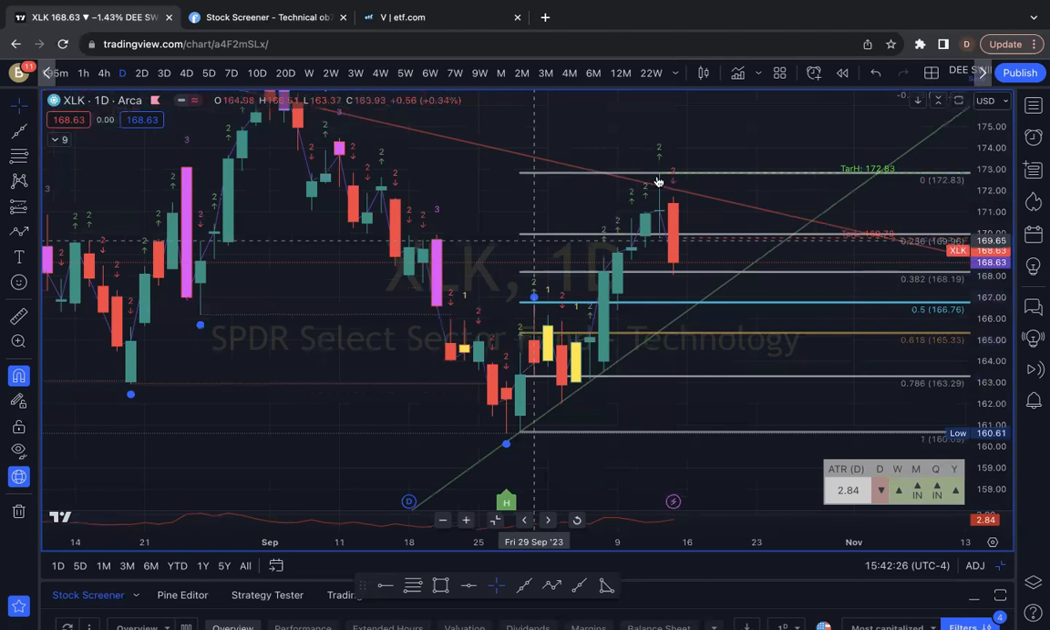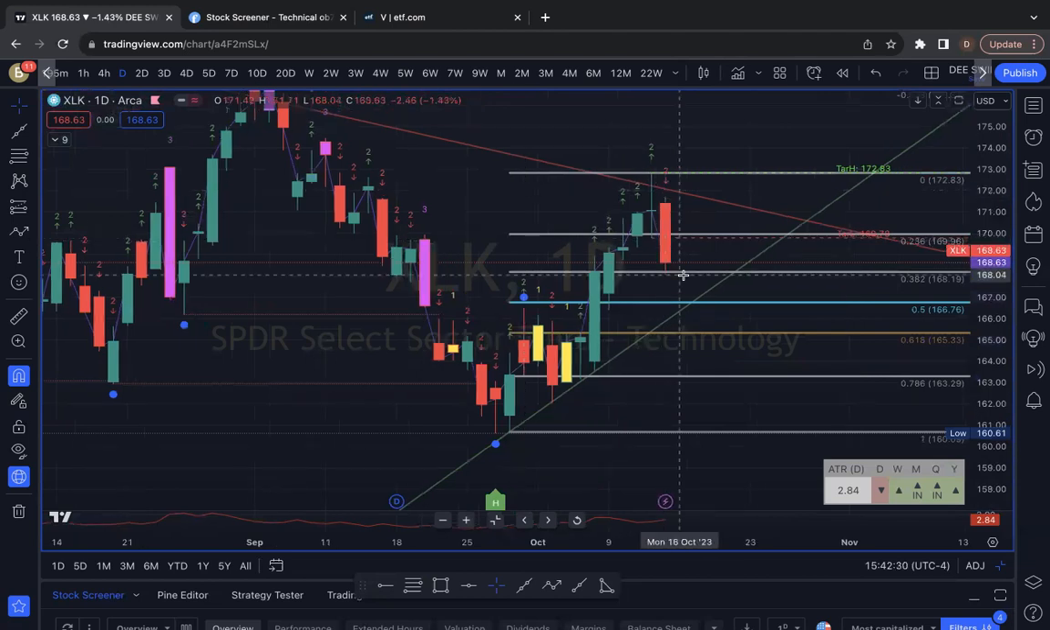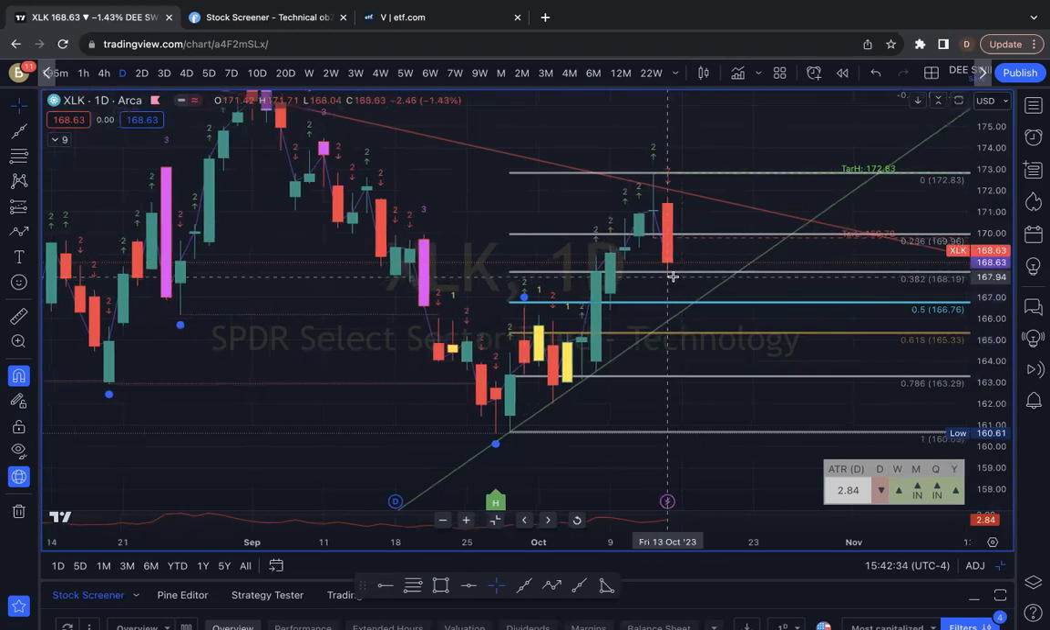So for my daily time frame, we did just reject a 0.382. Now a 0.382, a 0.5, a 0.618, and a 0.786, those are areas for possible bounces, right? Those are areas where price could possibly bounce and continue to the upside. Now, I do have to keep in mind that we are in a downtrend overall, okay?